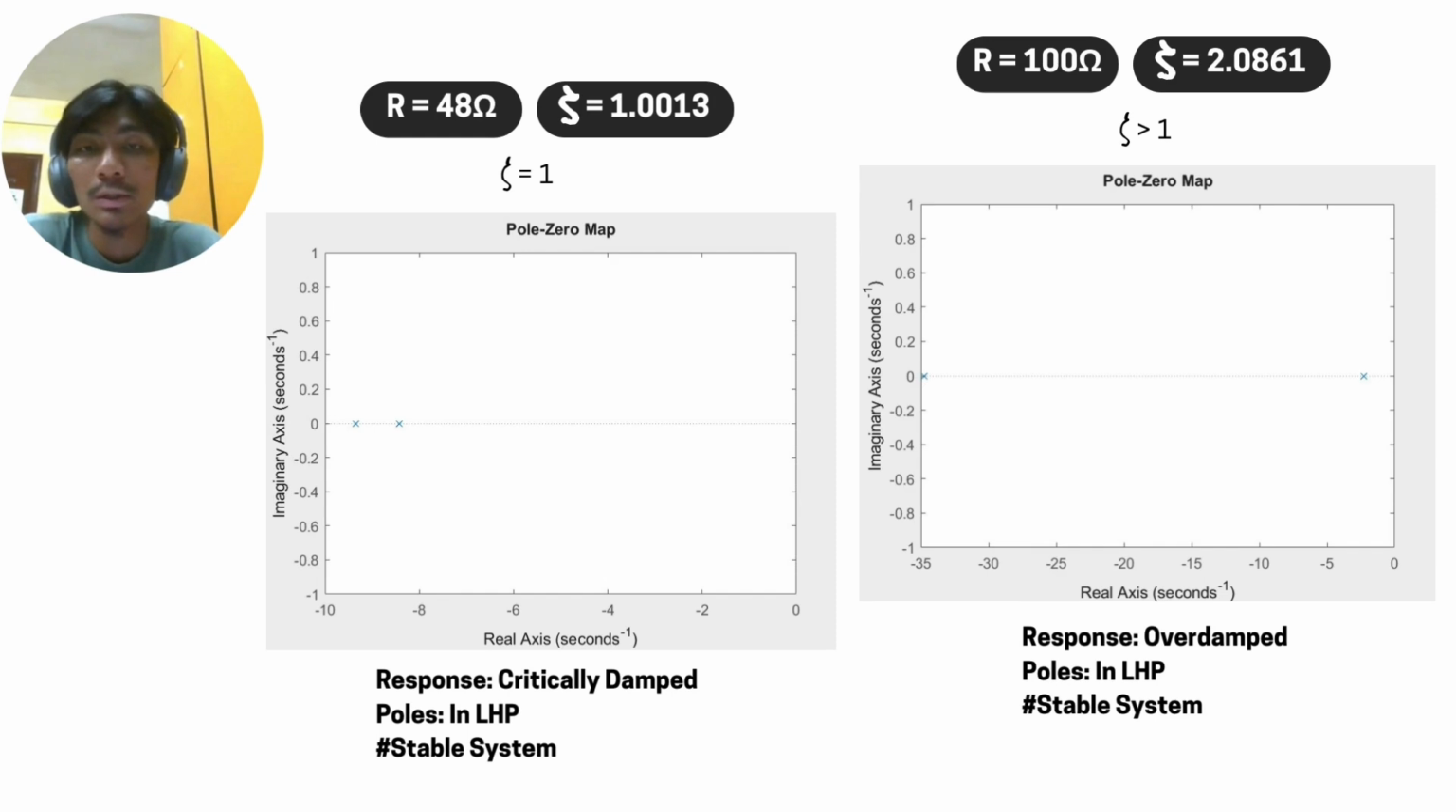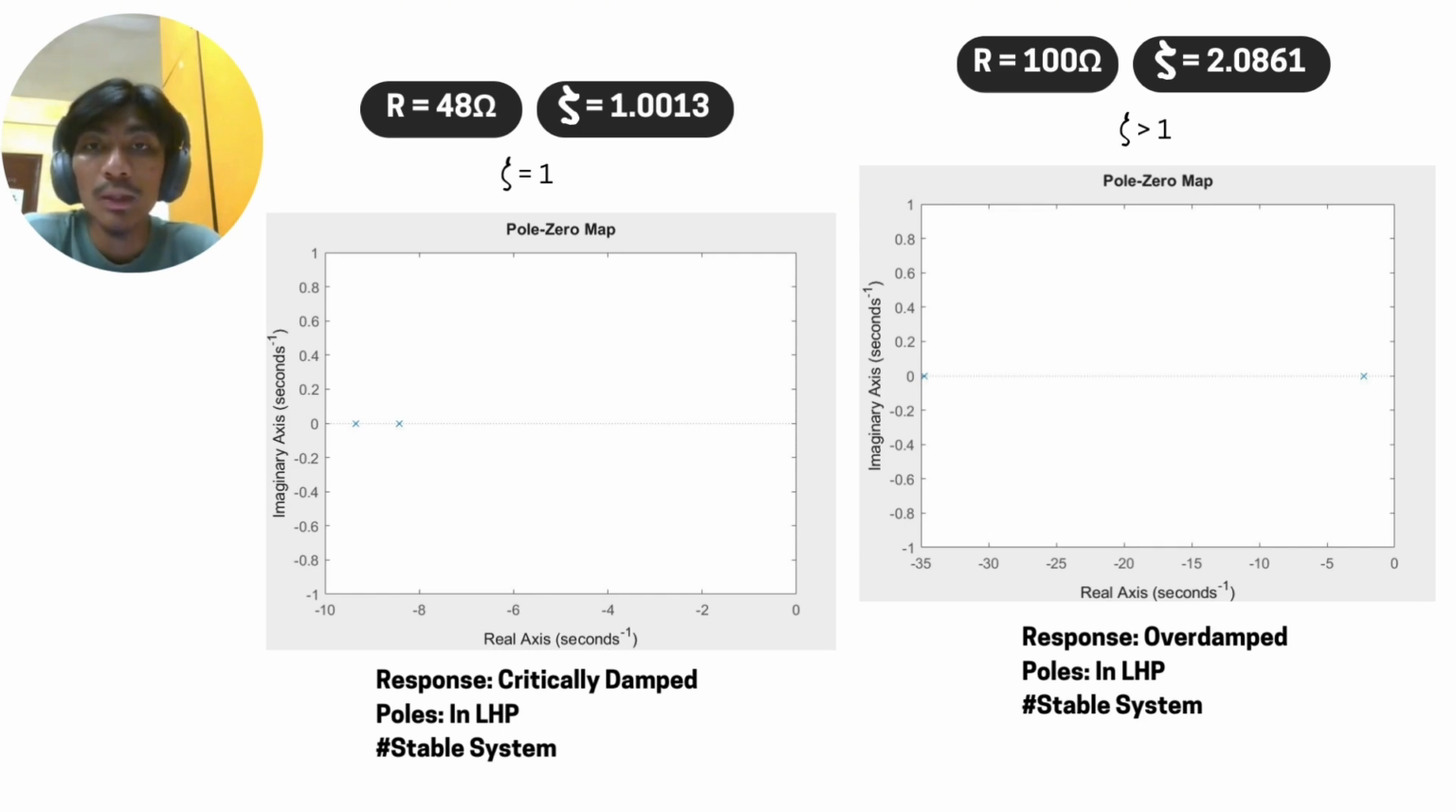For the next example, when R equals 48 ohms, the damping ratio is 1.0013, which is approximately equal to 1. So the response is stated as critically damped, while the pole position is located in the left half plane. So the system is also stated as a stable system.